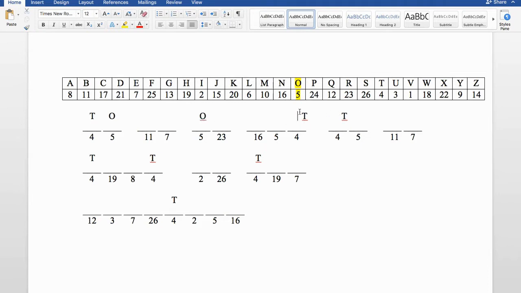There. No, there. No, there. And finally an O there. And we keep going through the entire puzzle and trying to do all the ciphers.